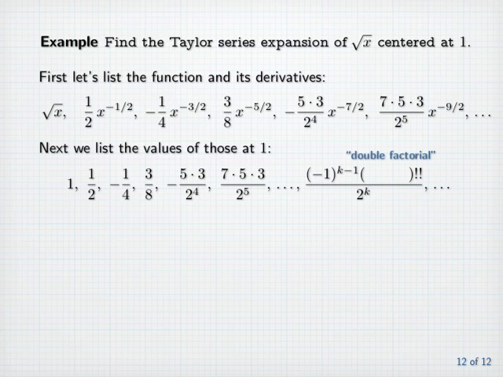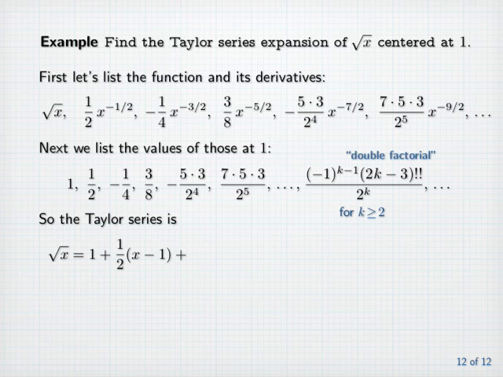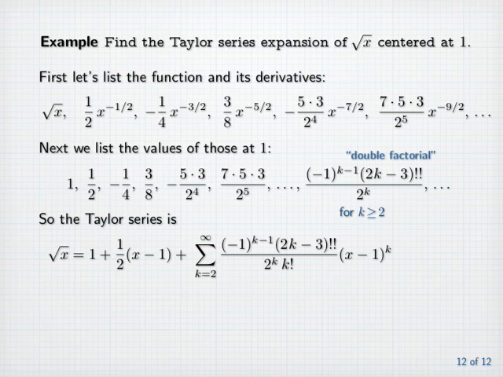In this case, the greatest number in that product in the kth term turns out to be 2k minus 3. And so we can write the kth term for k greater than or equal to 2 as minus 1 to the k minus 1 power times 2k minus 3 double factorial divided by 2 to the k. So the Taylor series is 1 plus 1/2 times x minus 1 plus the sum from k equals 2 to infinity of minus 1 to the k minus 1 times 2k minus 3 double factorial divided by 2 to the k times k factorial times x minus 1 to the kth power.